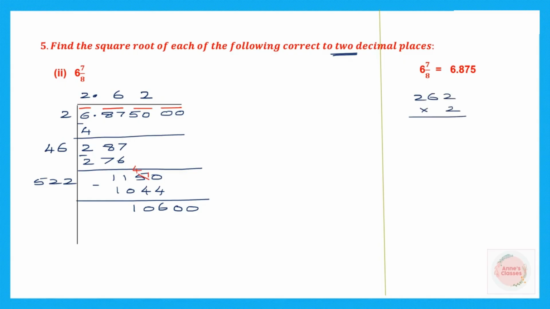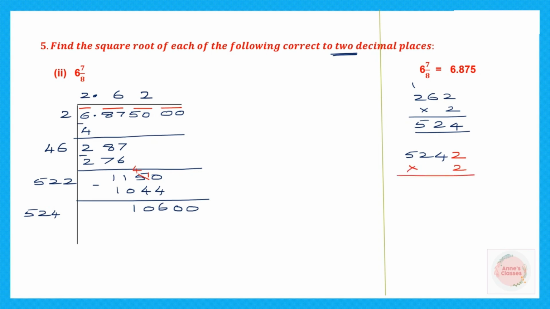262 into 2. 2 2s are 4. 2 6s are 12, carry 1. 2 2s are 4, plus 1 is 5. 524. So now next to this we have to put a digit. So let's take 524 and write it here. So we have 524. Next to that let's put the digit 2 and see, into 2.